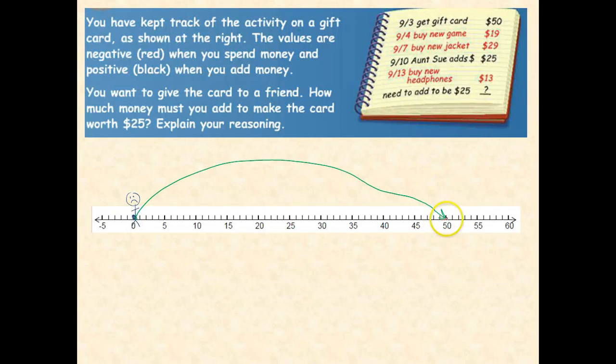But then I spend $19. Well, at least I got a new game for it, right? But I spent $19. So here's, let's see, 5, 10, 15, 16, 17, 18, $19. So now I've only got $31.